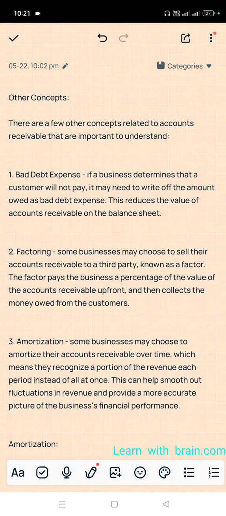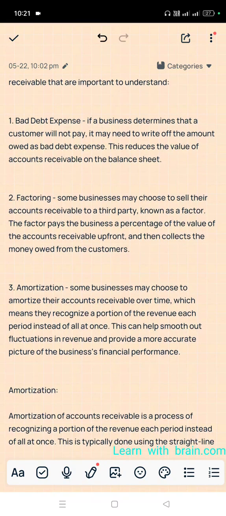There are a few other concepts related to accounts receivable that are important to understand. Okay, what is the first concept? Bad debt expense.